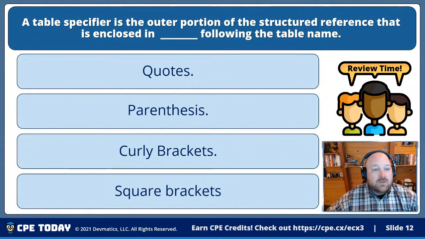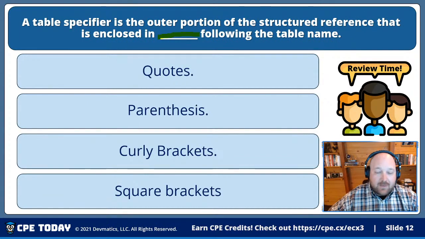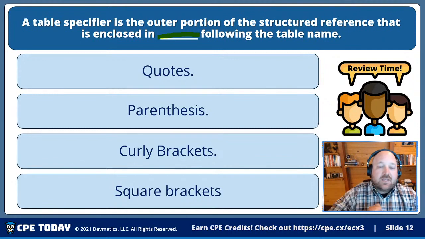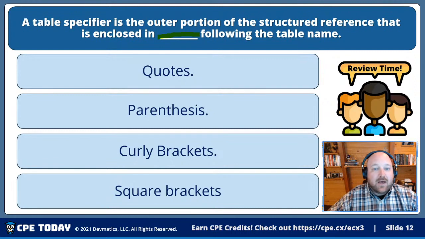Okay. So a table specifier is the outer portion of the structured reference that is enclosed in brackets of the following table name. Okay, so if we were writing a reference to something inside of Excel using tables, what syntax would we use? What would we use to represent that structured reference? Okay, would we use quotes? No, that would not be what we would use with respect to referencing things in tables.